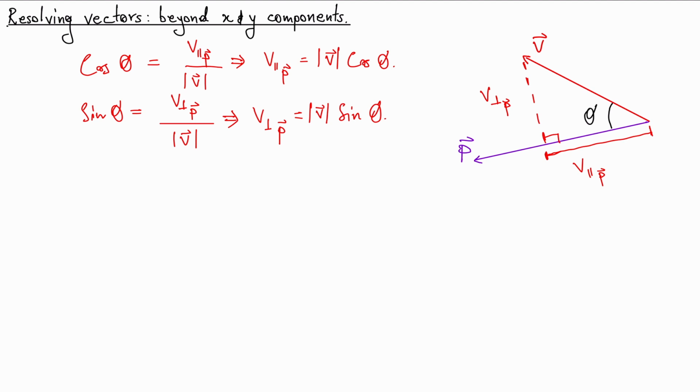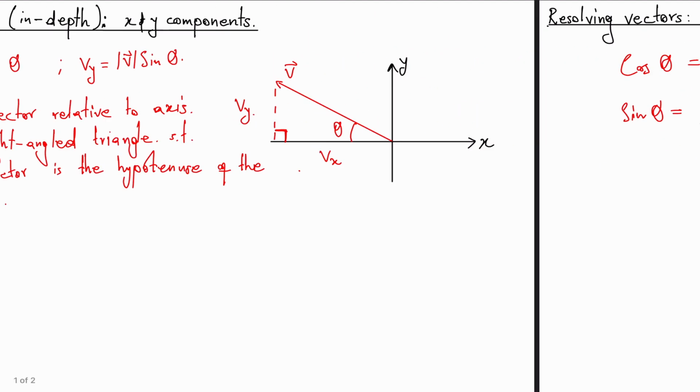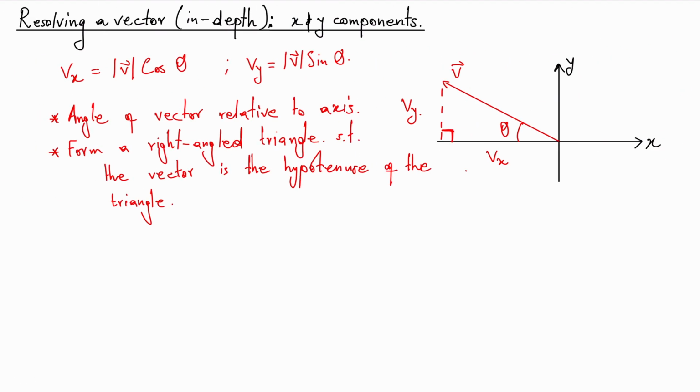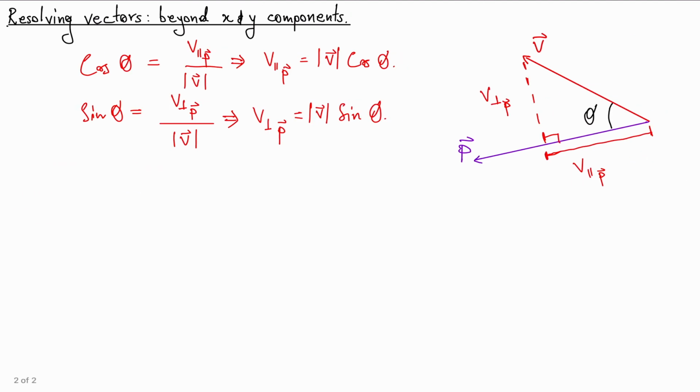So whenever we find the projection of one vector onto another, we are doing exactly what we have been doing, except now we're not projecting onto some coordinate system, but we're projecting this vector onto another vector. However, the procedure is exactly the same. What we need is the magnitude of our vector and the angle, and that enables us to find the part of V that's perpendicular to vector P, and the part of V that's parallel to vector P.